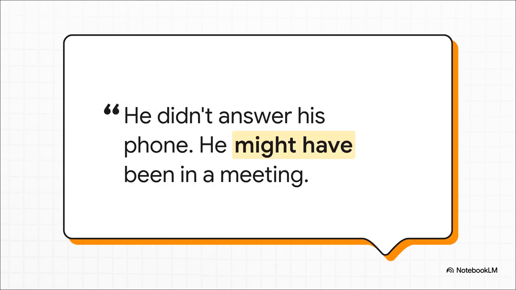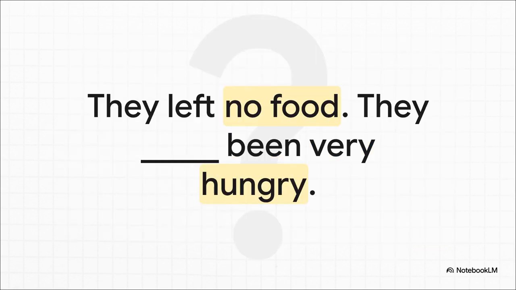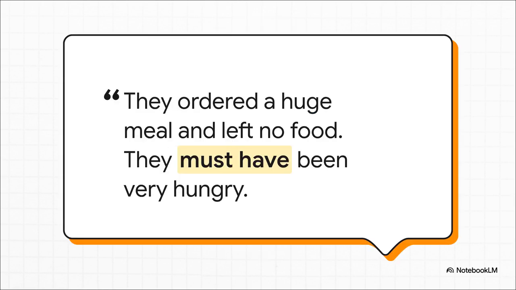Now, why is that? Well, a meeting is definitely a possibility, but there are a ton of other reasons someone might not answer their phone, right? It could be on silent, maybe he's driving, who knows? So it's just a weak possibility, not a strong one. Okay, next up. Now listen to this evidence. It's pretty compelling. They ordered a massive meal and left nothing behind. What does that strong evidence suggest? Yep, this one is a classic must have.